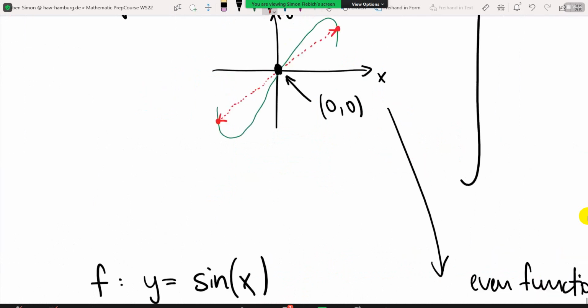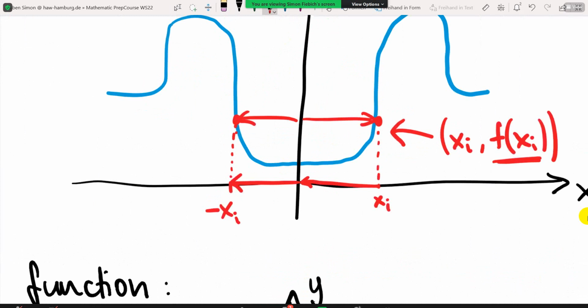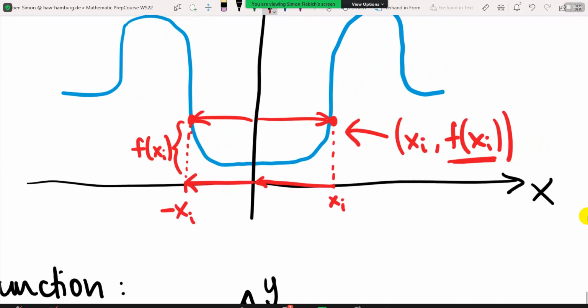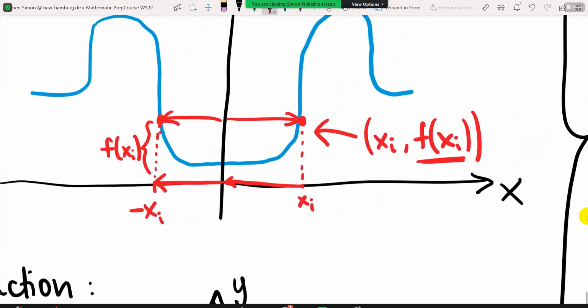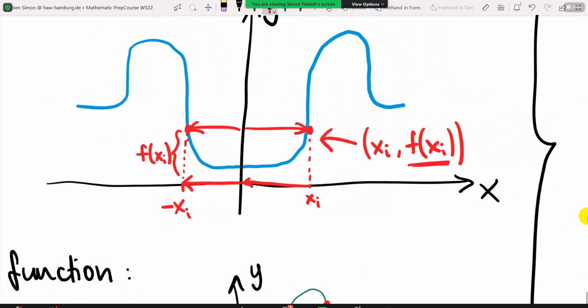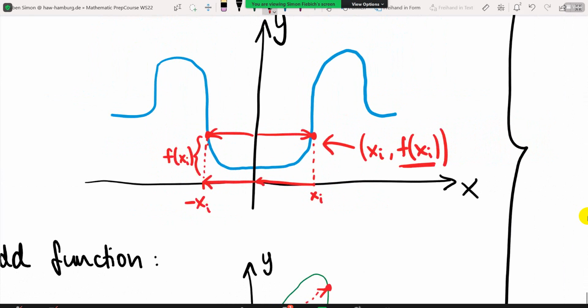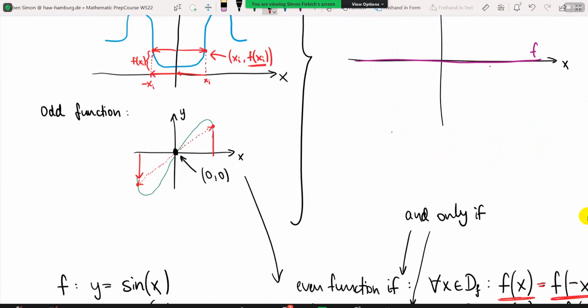Okay, so this height needs to be the same. This is f of xi as well. And yeah, it works the other way around in this case, but the only thing which is different is that in this case, the y coordinate is positive in one case and negative in the other case. Okay, everyone got that? So that's where this mathematical way of describing even and odd functions comes from.